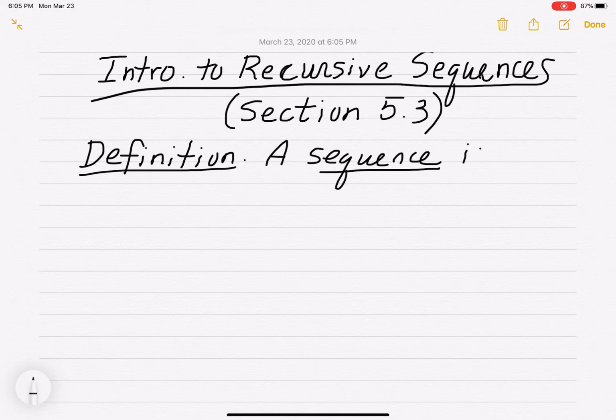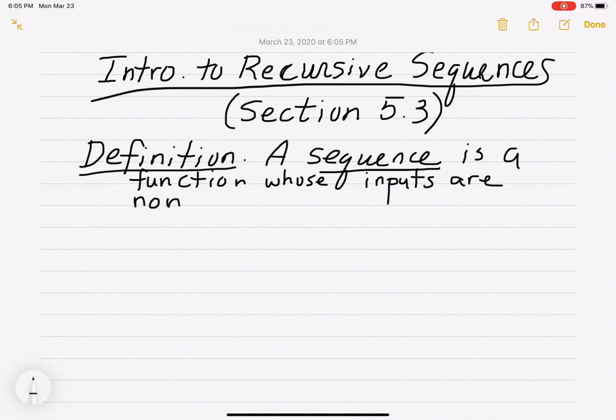So a sequence is a function whose inputs are non-negative integers. So counting numbers that start with 0 typically and that go up. So it could start with 1, it could start with 2, but typically you're going to start at 0, non-negative integers. So your first input would be 0, then 1, then 2, then 3, and so on and so forth. So you're not going to be plugging in any decimals into your function.